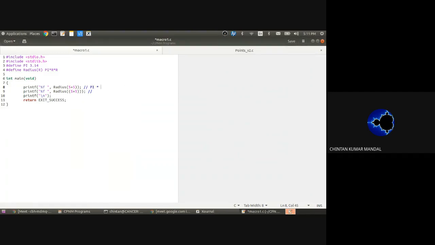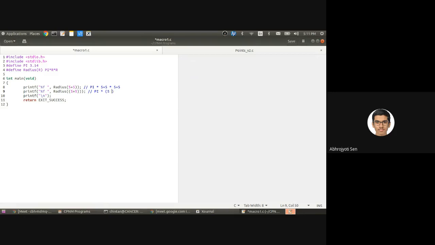So when this one gets expanded, then this one will become pi multiplied by 5 plus 5 multiplied by 5 plus 5, whereas this one will become pi multiplied by 5 plus 5.